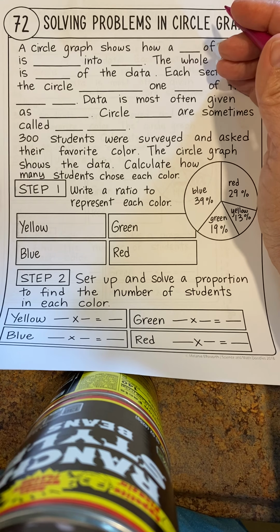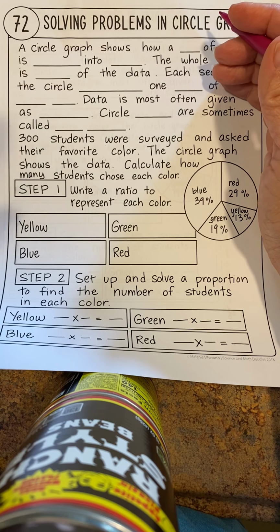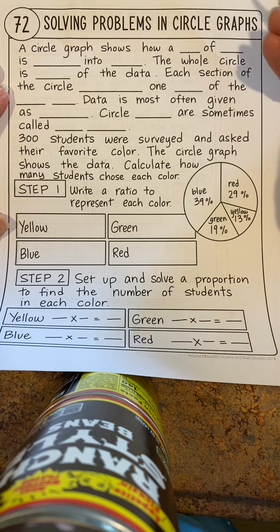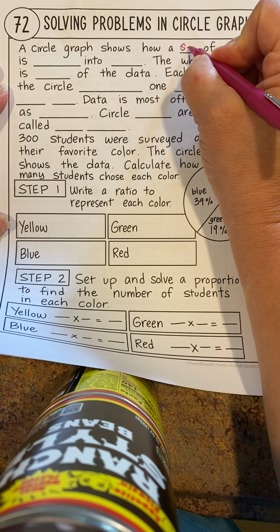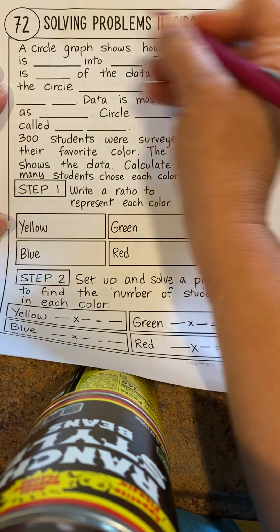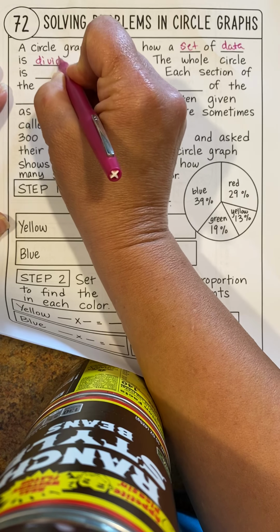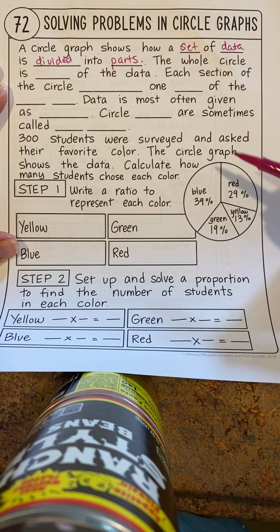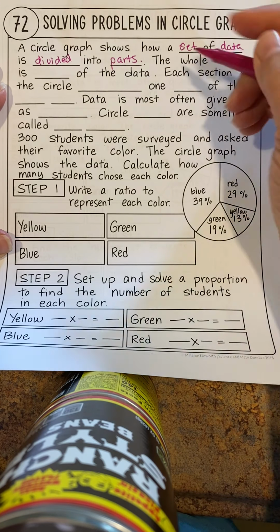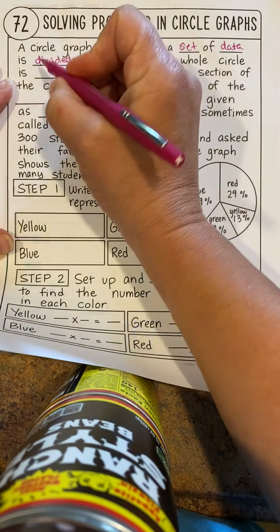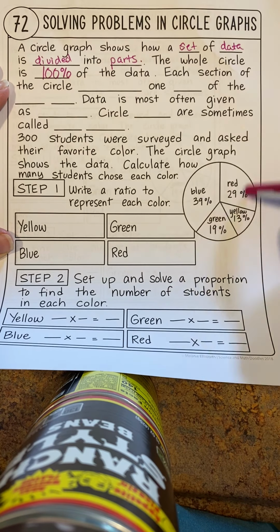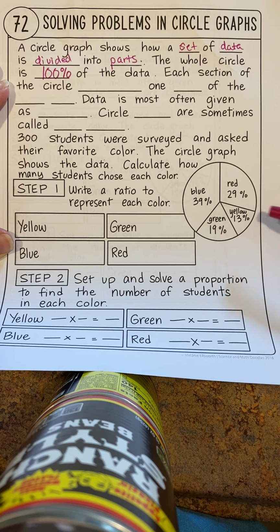All right, so we know what circle graphs are. We deal with circle graphs all the time, but let's just break it down and understand it a little bit more. So a circle graph shows how a set of data is divided into parts. When you look at a circle graph, it's always going to be divided into those different parts. But we also know that this whole circle is going to be 100% of the data. The whole circle, if I was to add every one of these up, would equal 100%.